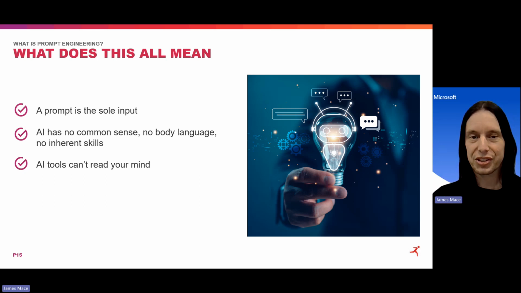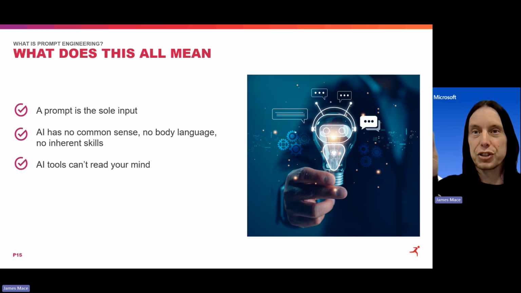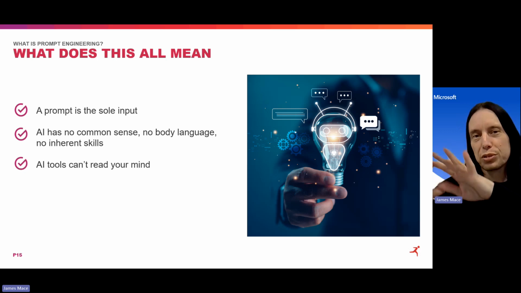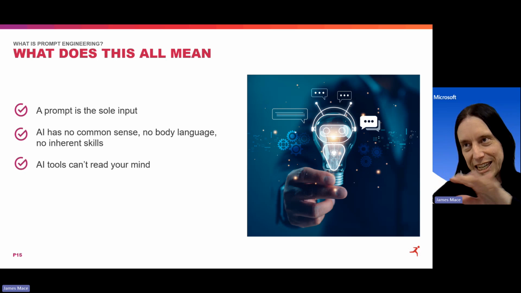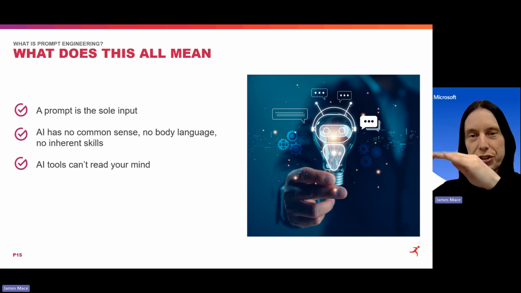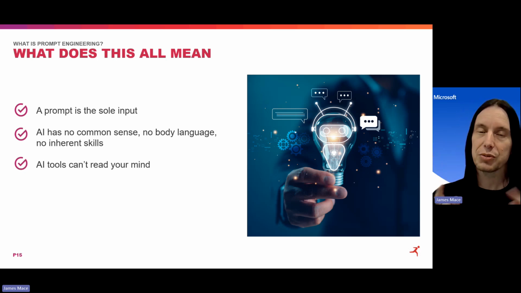It doesn't have common sense. It doesn't have body language. It doesn't have any inherent skills. It can't read your mind, right? It can't do some of that inference that humans do. If you ask a human what is the capital of France, they probably know you mean capital city of France and not capital punishment or some other thing, because when you say France, France is a country and countries have capital cities. Well, the large language model is probably doing that same kind of inference, doing all those number crunches and connecting all those dots to figure out the same thing. But that's why it can sometimes get it wrong.